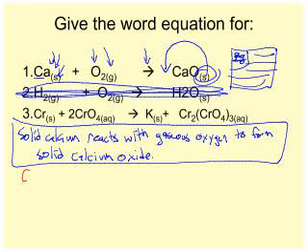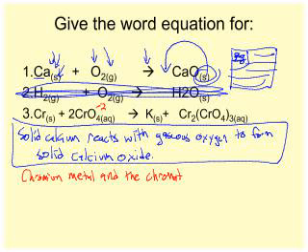Look how I changed it. Chromium metal. Do you know a metal that's not a solid? No, you don't. Of course you do. There's mercury. But chromium metal, if you say metal, it's a solid. Chromium metal and, oops, this should have a 2- on it. The chromate ion in solution. You're getting all wordy.